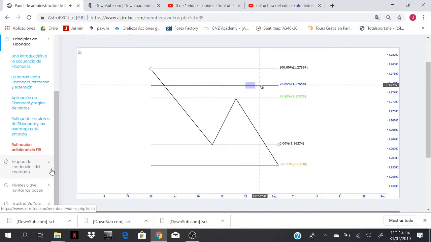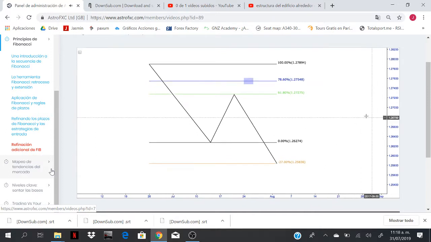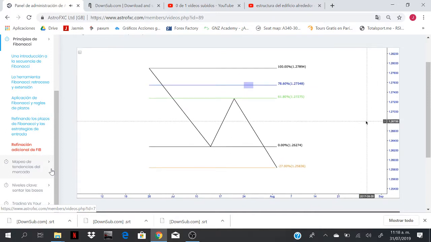I'll go through the ins and outs of that afterwards, but it can reject the 78.6. That's mainly on a 4-hour time frame. With this as well, guys, I do recommend we just stick to the daily time frame and the 4-hour time frame. Always start firstly on the daily, then come into the 4-hour time frame.